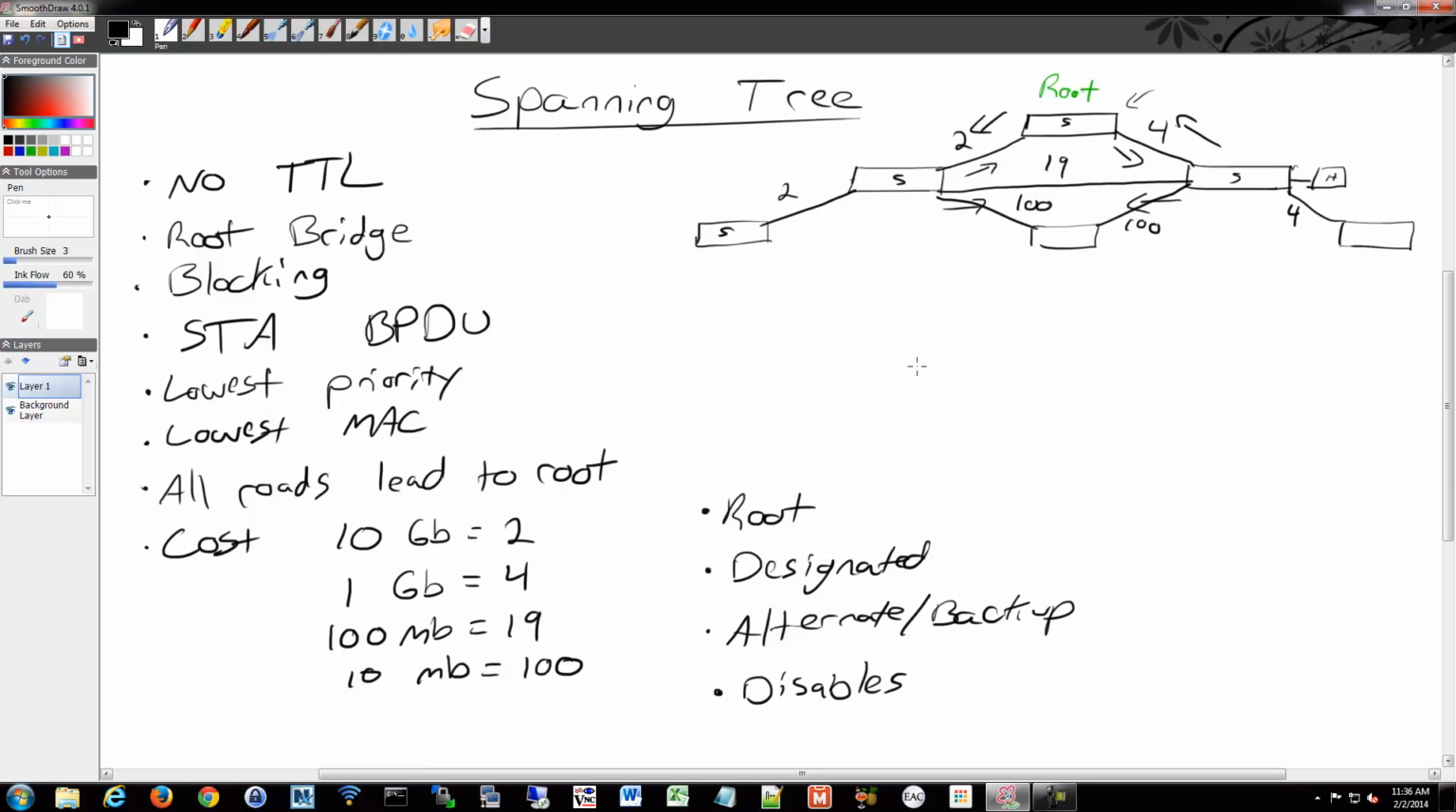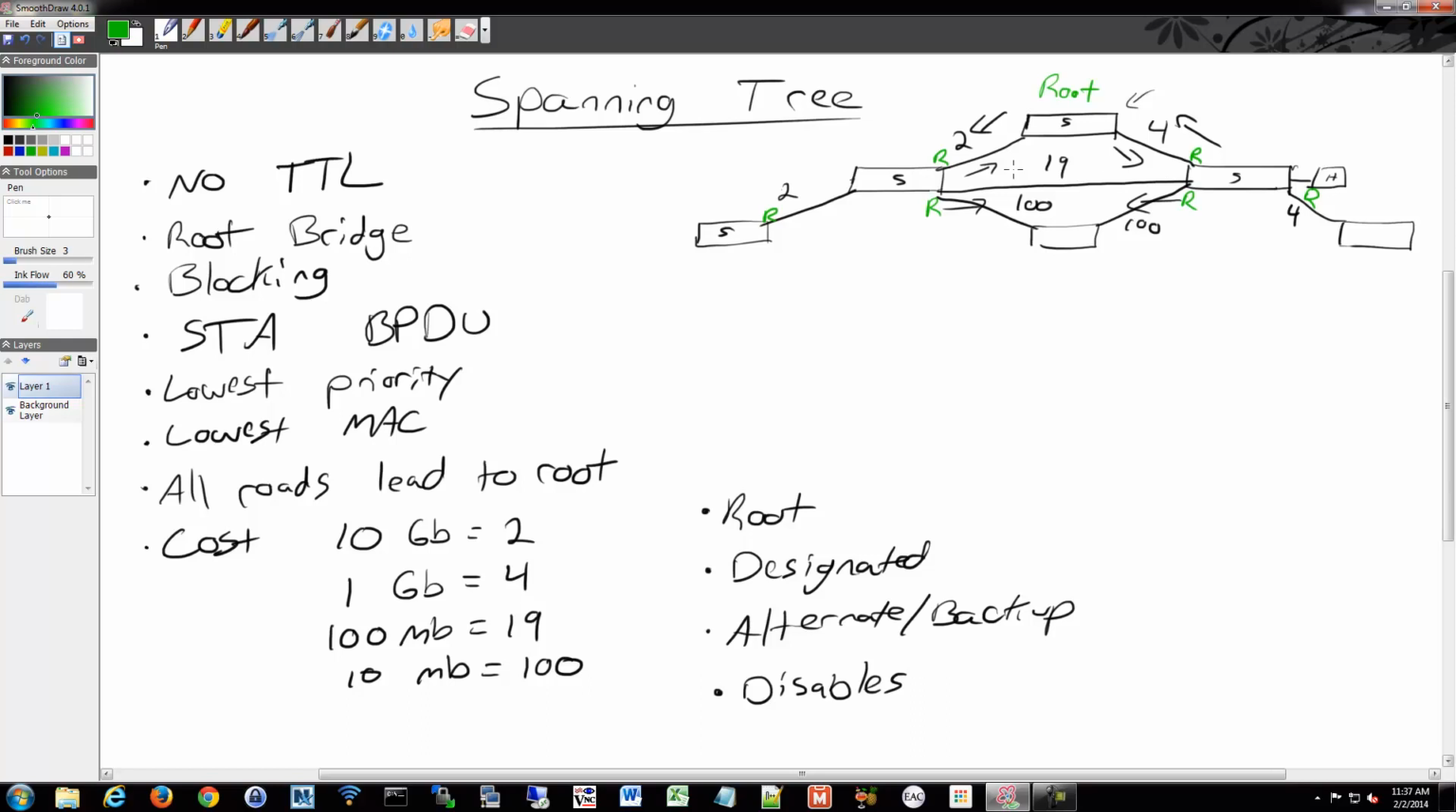So a root port points towards root. After we determine who our root is based on that lowest ID, lowest MAC or lowest priority, all the other ports that point towards root are marked as root. So all roads lead to root. So for example, this would be a root port, this would probably be a root port, this would be root, these could be root, because they point upwards towards that root switch.